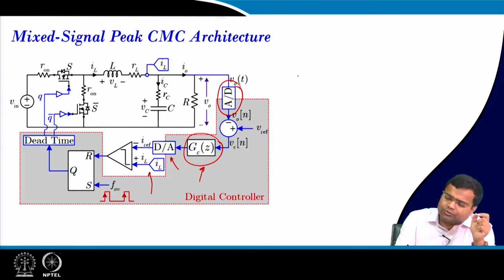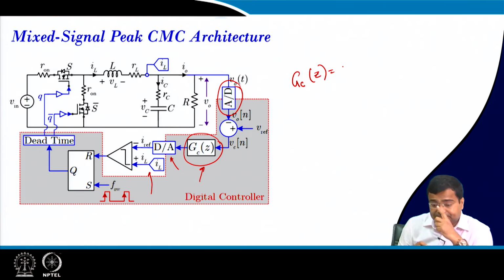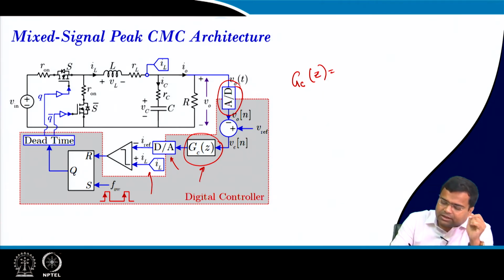So, in summary, in current mode control, we are talking about an analog current loop, but right now we are using this compensator as a transfer function, right? But imagine what will happen if you take a PI controller, how does it look?